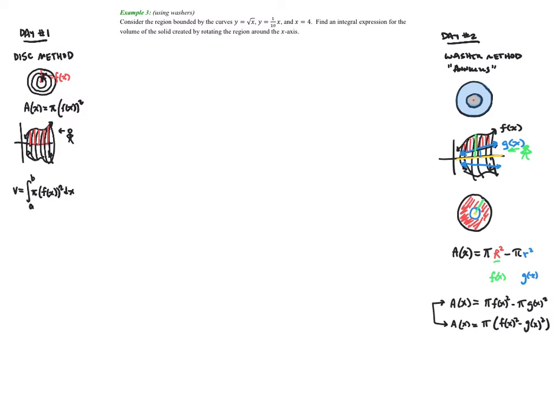It says, consider the region bounded by the curves. When you see curves, right, that may give away that you've got a washer method situation. Okay, y equals the square root of x, y equals 1/10 x, and x equals 4. So I know that these two curves, right, square root of x and 1/10 x, they intersect at x equals 0.